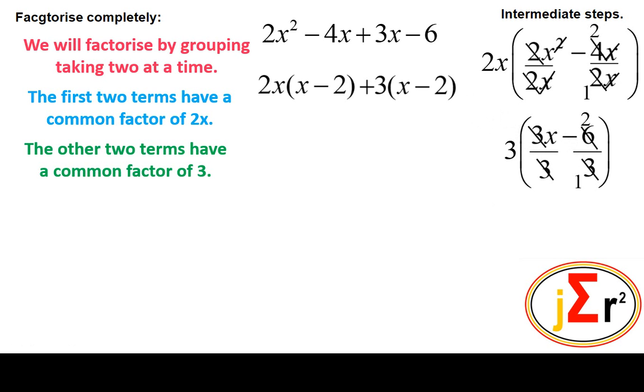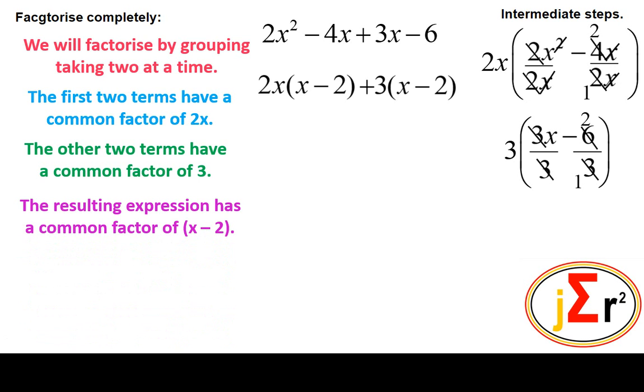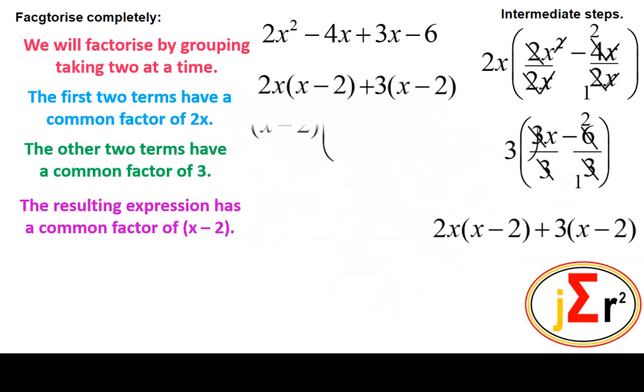What is required by the examiners, what is required by the statement of the problem, is a complete factorization. What we have there is a factorized expression. It is factorized, but it is not factorized completely because we see a common factor there. The resulting expression has a common factor of x minus 2. Therefore, further factorization is possible.